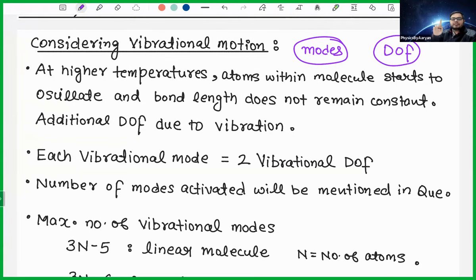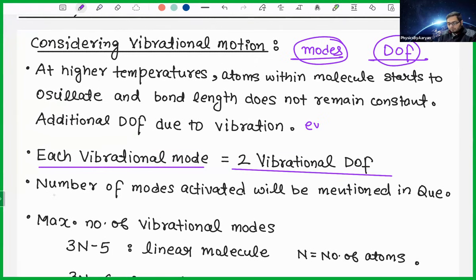Okay. So if I say there is one mode, then every mode gives you 2 degrees of freedom. Each mode gives you 2 degrees of freedom. I will explain this even more, but at this moment, just trust me that one mode of vibration gives 2 degrees of freedom. Why it happens, I will teach you. If in a question it is said that one mode of vibration is active, then it means there are 2 degrees of freedom.